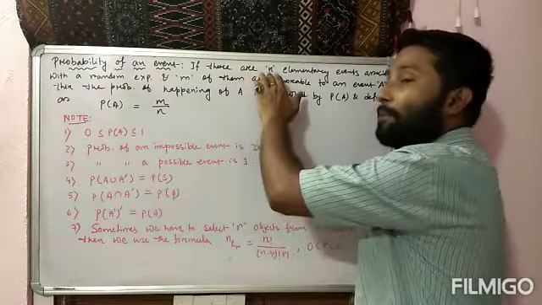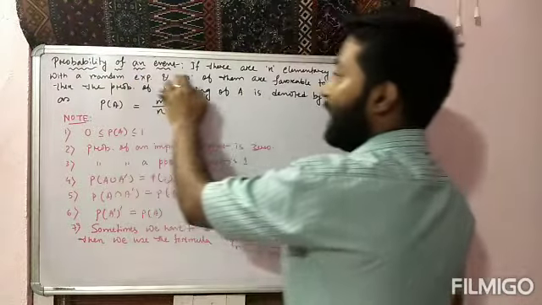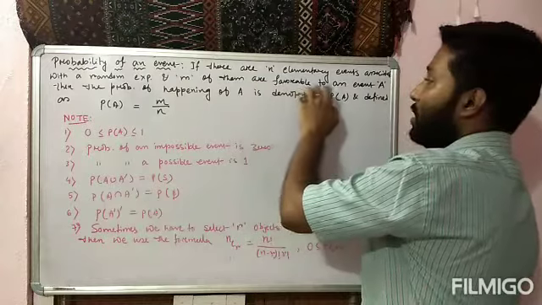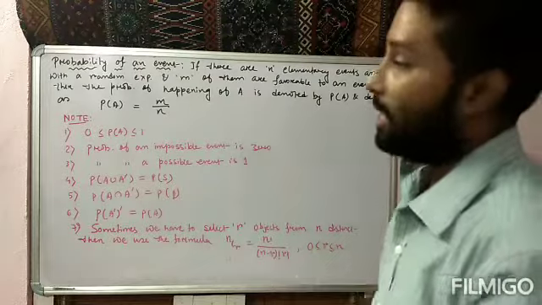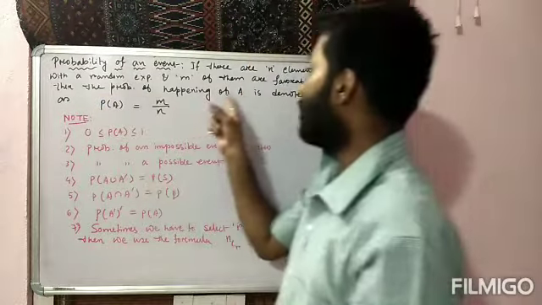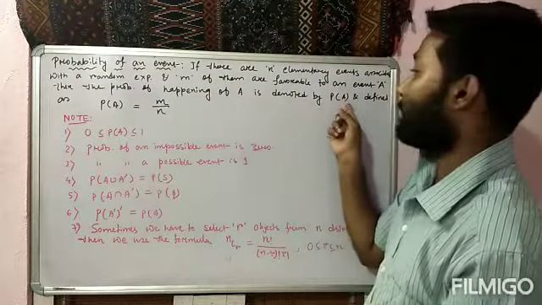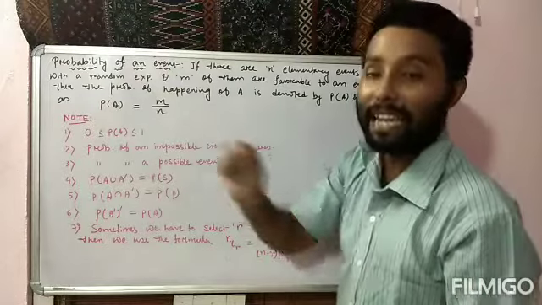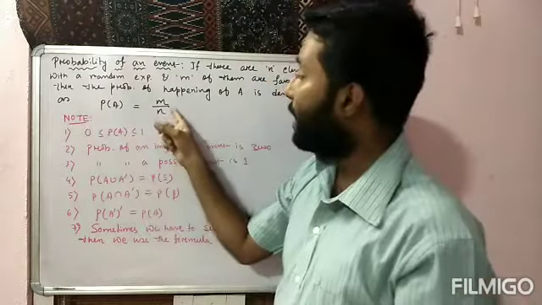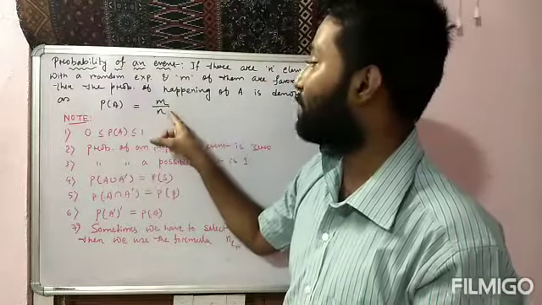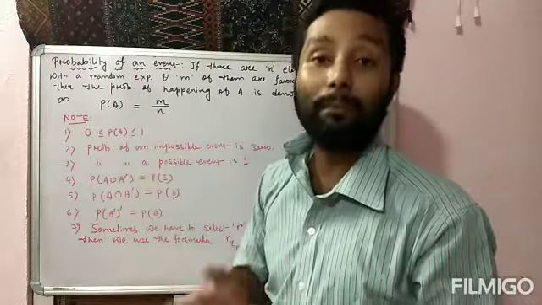If there are n numbers of elementary events associated with a random experiment and m of them are favorable to an event A, then the probability of happening of A is denoted by P of A, P for probability. P of A means probability of the event A and is defined as P of A is equal to m by n. That means favorable cases by total number of cases. And total number of cases means the sample space only.